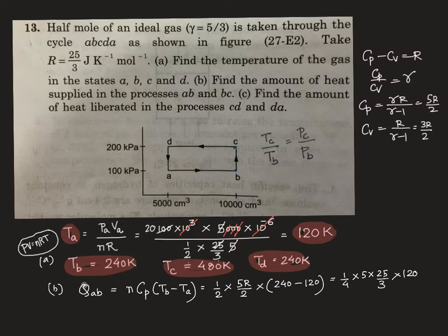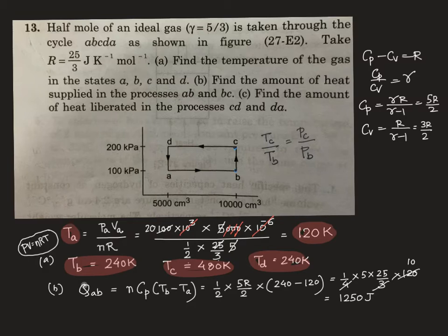So what do you have here? 3 4s are 12, you have 10 here, and 1250. So that is 1250 joule, the amount of heat supplied in the process AB.